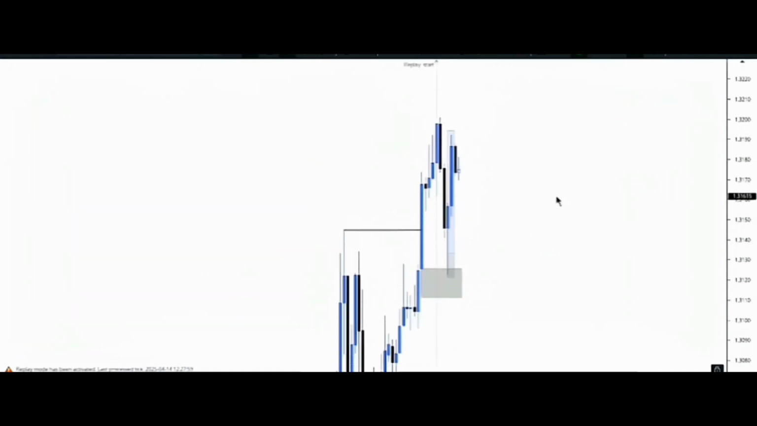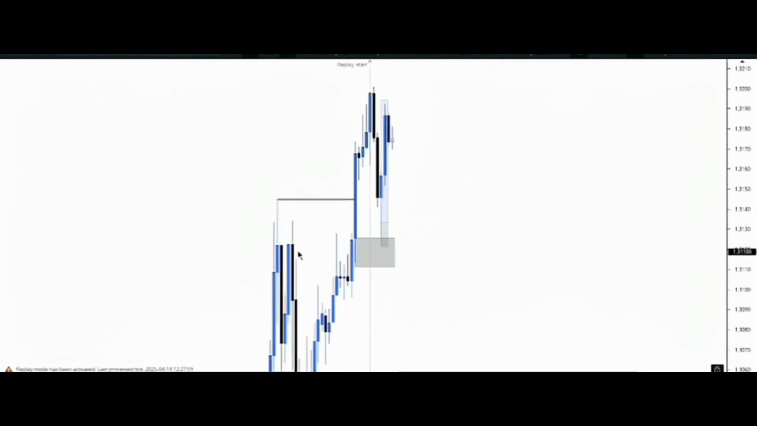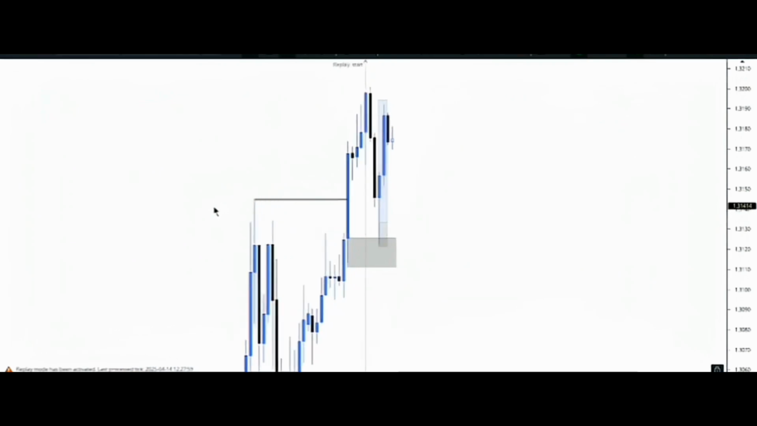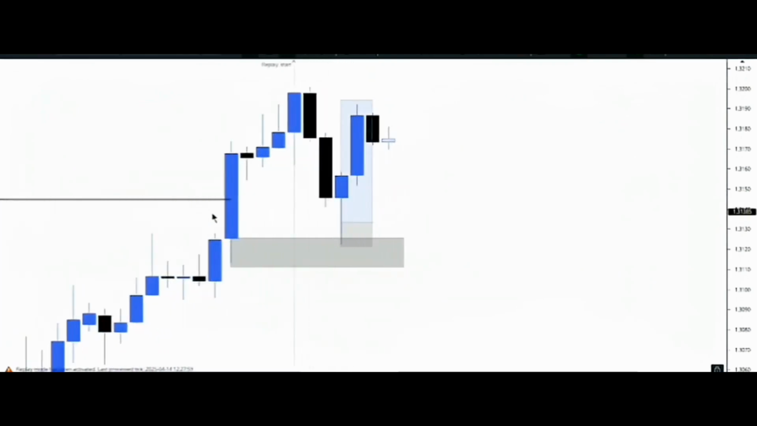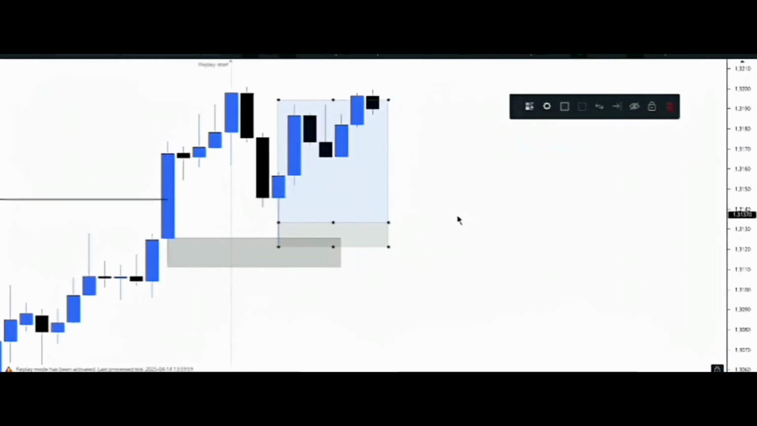Let's get back to the 1H so it can be faster. Price is just ranging. Okay, boom. Can you see that? It has smashed our TP. Look at it there. See that? That's the first example. Now let me take you to the second example and show you how to take this trade.